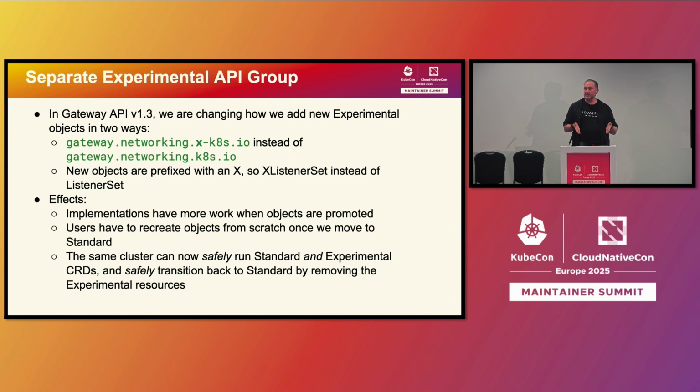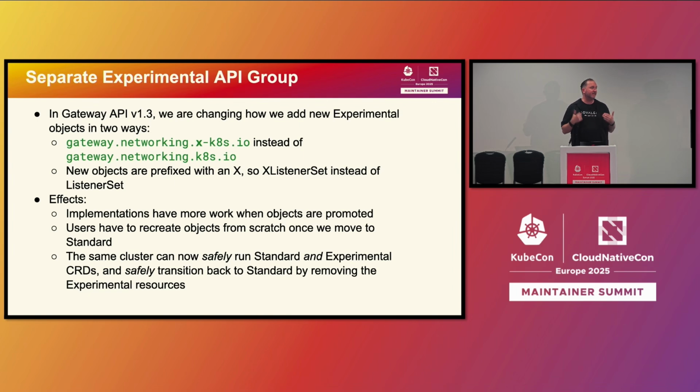So unfortunately, this means all of us who write implementations have a lot more work to do, because now you've got to import a whole new module, you've got to use different types, and then when this thing moves to standard, you're going to have to refactor all of that and change it over to the new types. Kind of sucks because there's a lot of code churn for no functional change. And the other thing that kind of sucks is that for users, they can't just use the same object, right? They can't take an X listener set once it moves to standard and just apply it and have it just work. But that's kind of what we want.